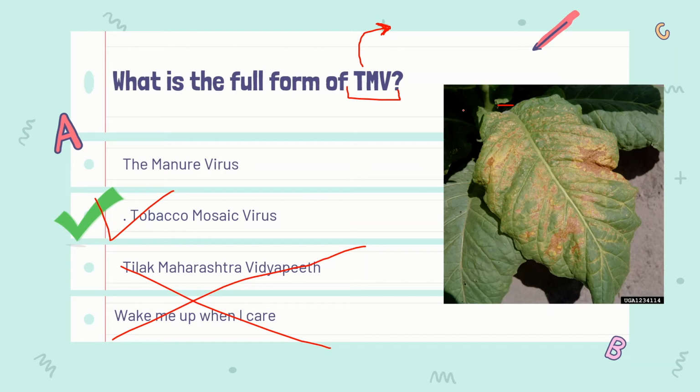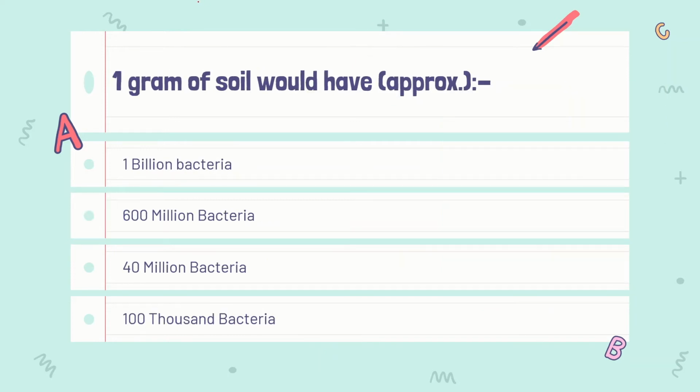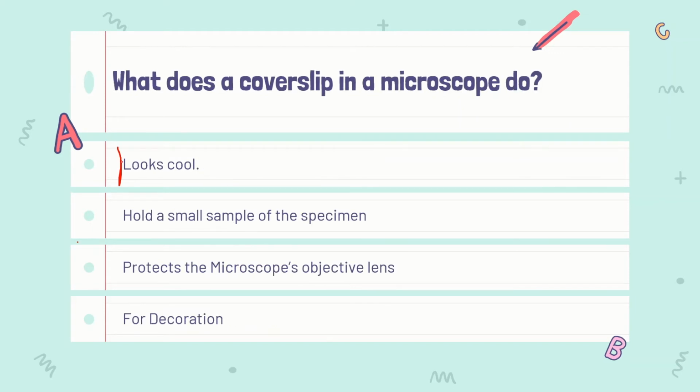1 gram of soil typically contains about 40 million bacterial cells. Okay, what does a cover slip in a microscope do? It looks cool, but other than looking cool, it has a function to perform, which is that it holds a small sample of specimen. Okay, let me show you.